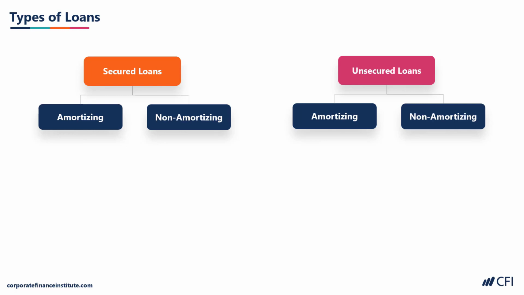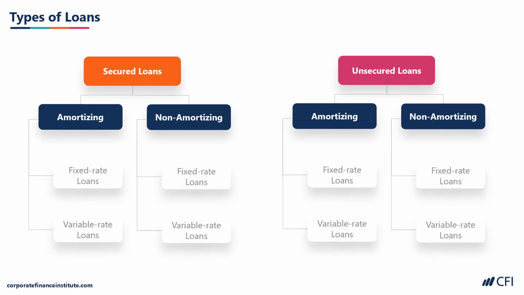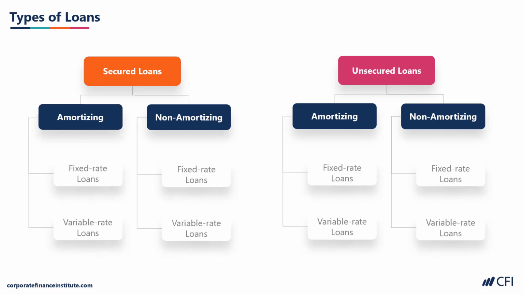Within amortizing and with non-amortizing, you can have both fixed rate loans, where the interest rate is fixed over the period of the loan, or there are variable interest rate loans, where the interest rate moves up and down over time during the life of the loan. So in the coming lessons, we are going to explore all these various types of loans in more detail.